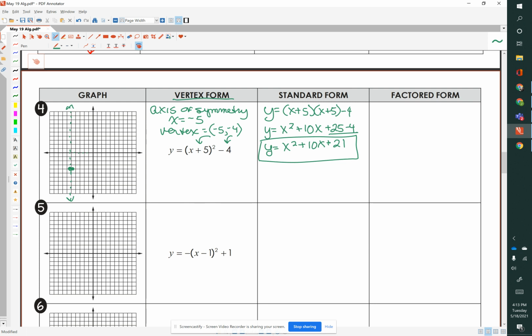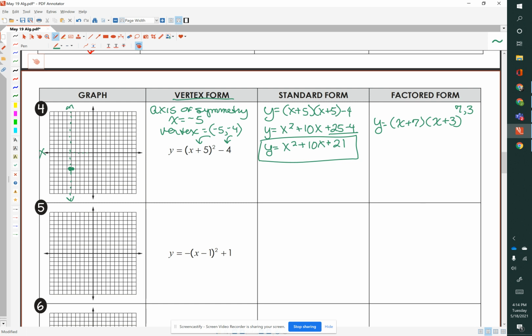Now, to find where this quadratic will cross the x-axis, we're going to factor x squared plus 10x plus 21. We need two numbers that add to 10 and multiply to 21. They'll both be positive. So that would be 7 and 3. So the factored form is y equals (x plus 7)(x plus 3). And now we know that this is going to cross at -7 and -3.